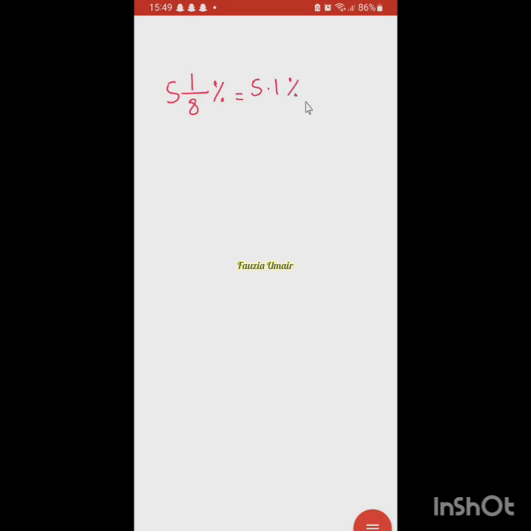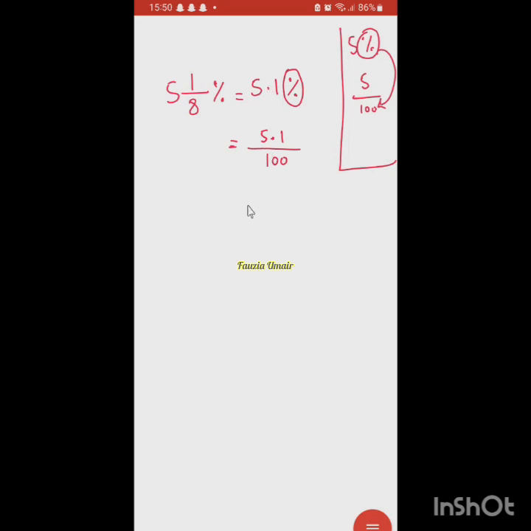Now look, if I want to change it into fraction, when I remove this percent sign, what do we do? When we remove this percent, we say divided by 100. If this were 5%, then 5% means 5 by 100. When we remove this percent sign, we write by 100 in its place. Same is the case here. So this will be 5.1 by 100. Is it clear till this point?